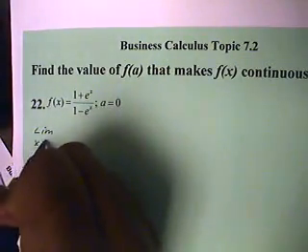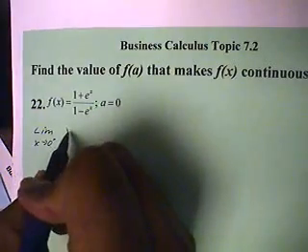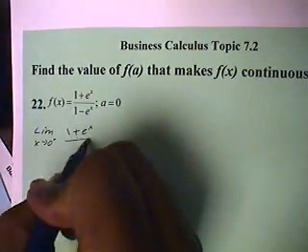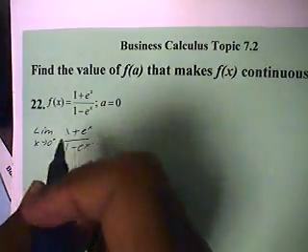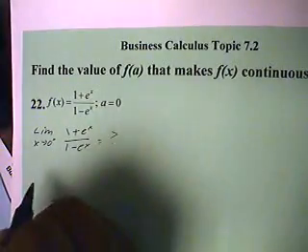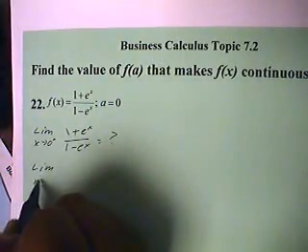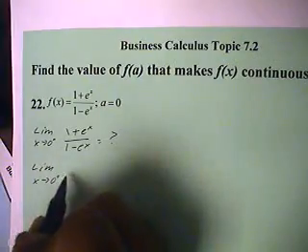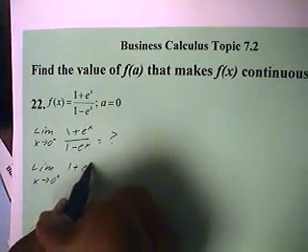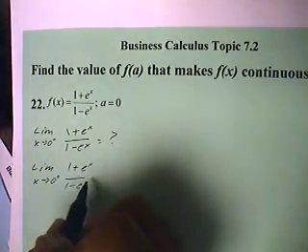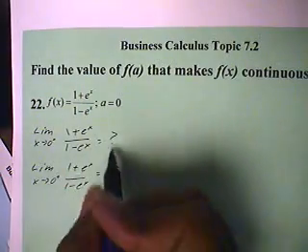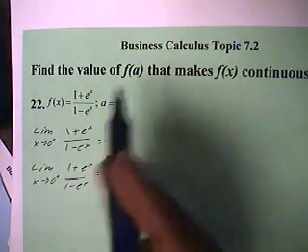Again, the limit as x approaches 0 from the left of the function (1 plus e to the x) over (1 minus e to the x), we'll look at what that is. And then we'll find the limit as x approaches 0 from the right side of the same function, (1 plus e to the x) over (1 minus e to the x). We'll find out what that limit is, and hopefully they'll be the same so we can continue.